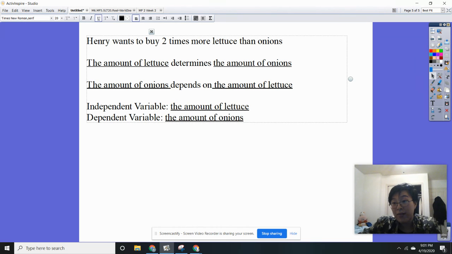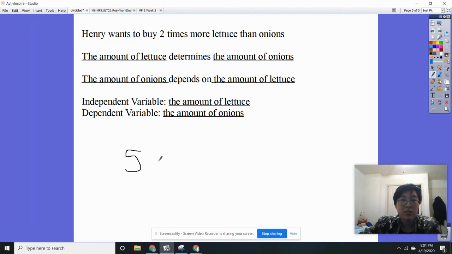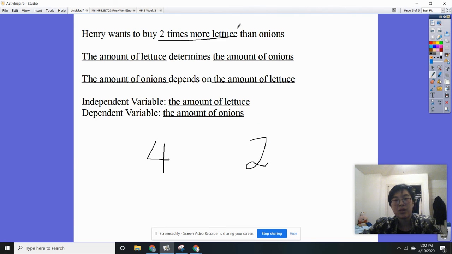In this case, if I want to buy 4 things of lettuce, I'm going to need 2 onions, because he's saying 2 times more lettuce than onions. And it can be the other way around too, because I can switch this, but in this situation, my equation would be onions equals 1/2 of lettuce. Yeah, because if onions is 2, then my lettuce is 4, because that makes 2 times more.